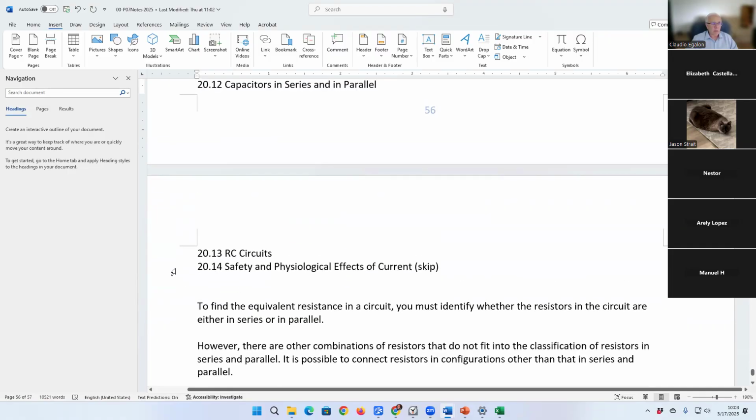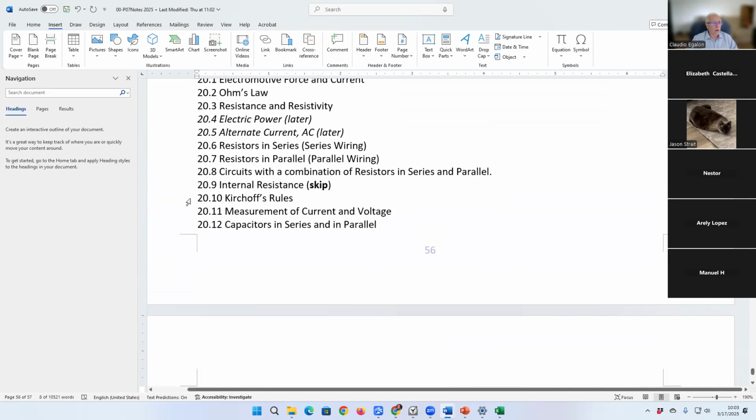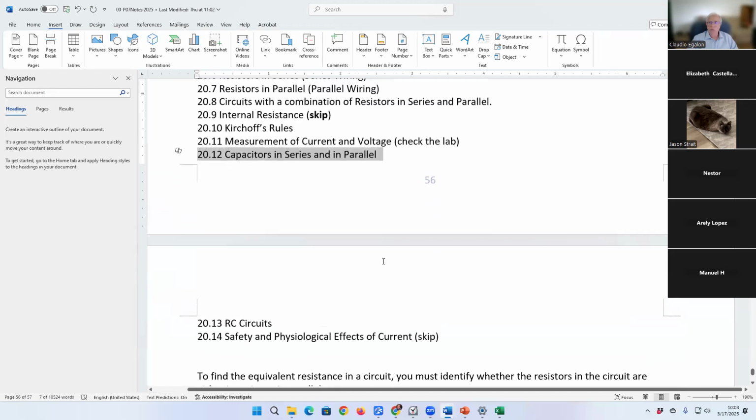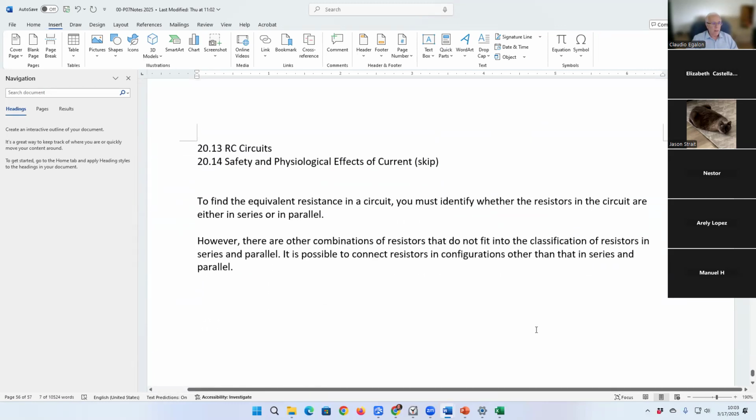Some of those sections we are going to skip, like this one. Others we are going to skip too, this one. We're not going to cover that. Others we're going to leave for later on, alternating current. And I want to cover electric power maybe today. Let's see if we have time. Measurements of current and voltage is whatever we have been doing in the lab, so I'm not going to cover it here. Check the lab. And we'll be able to cover capacitors in series and parallel. RC circuits too, we're going to cover.